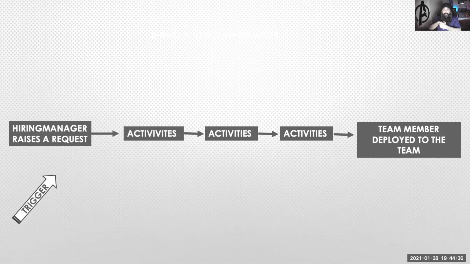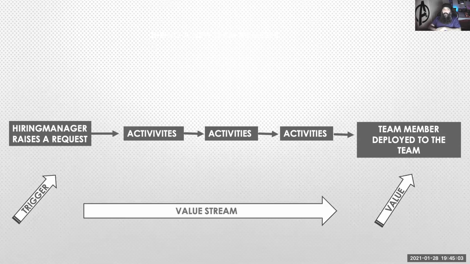And the hiring manager raising the request is actually a trigger for this entire workflow to happen, right? So the hiring manager raising the request is the trigger, and the team member getting deployed to the team and contributing to the work the team does is where you start realizing the value. So between the trigger and the actual value generation, all the activities that we are going through, this is what we refer to as the value stream. Okay, so this is what we are going to consider as the value stream.